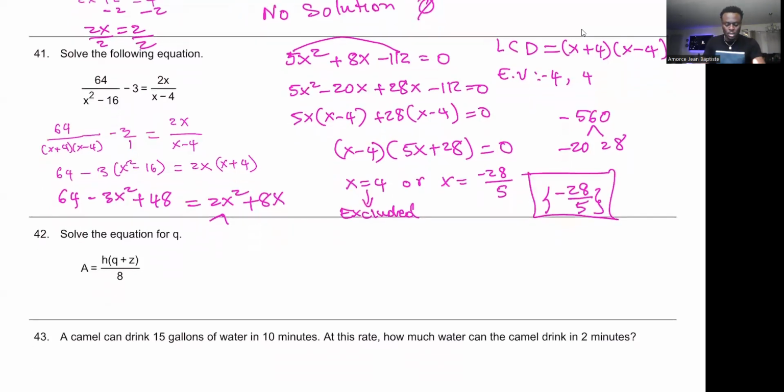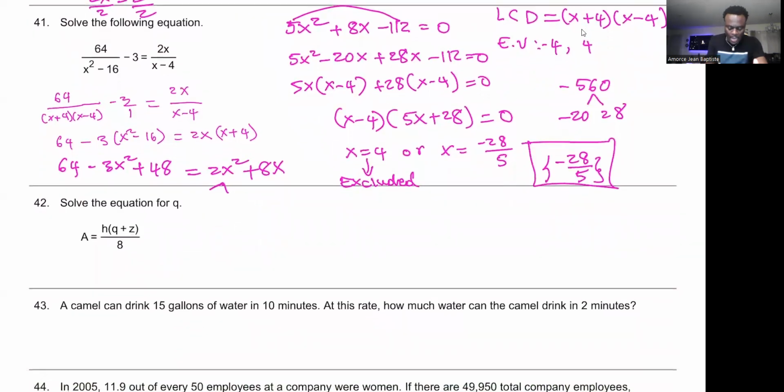Next problem is an equation that has more than one variable, and we need to solve for one of them. Since this is all the way inside of the parentheses, we may want to distribute. Otherwise, if the variable you're solving for is outside of a parenthesis, you may not want to distribute. Like if I was solving for h, I would not want to distribute. But since I'm solving for q inside of the parentheses, I would want to distribute. But first, eliminate your denominator by multiplying both sides by 8.